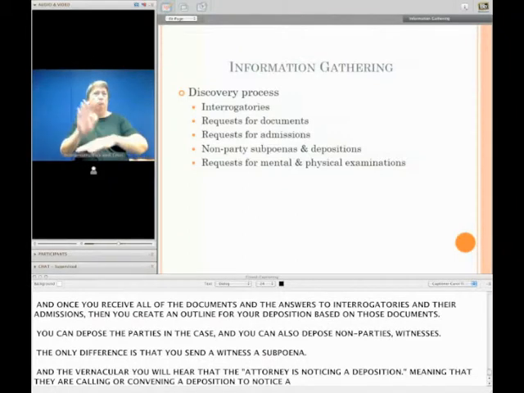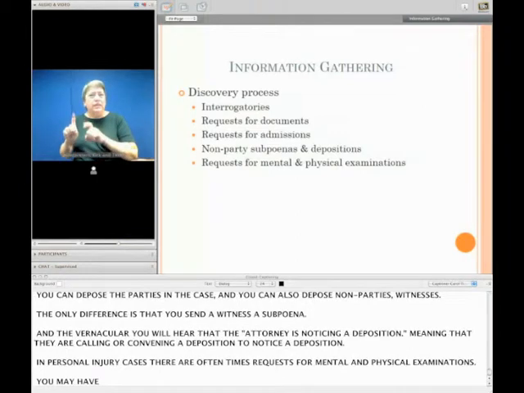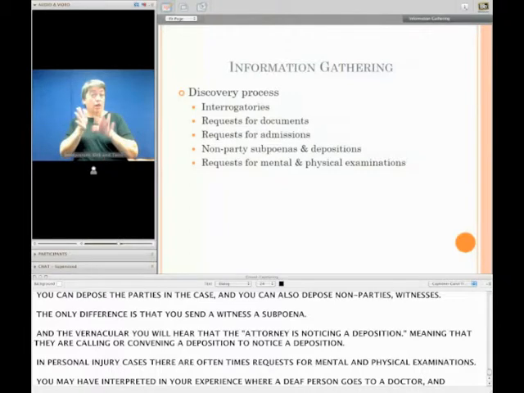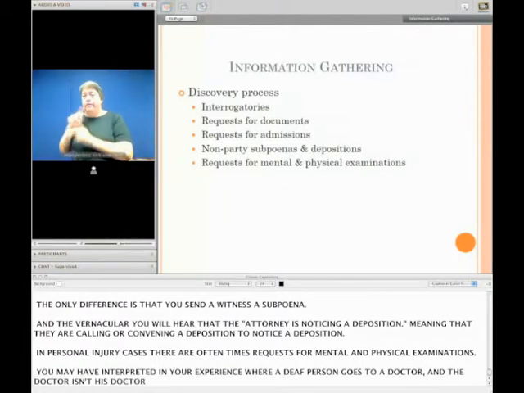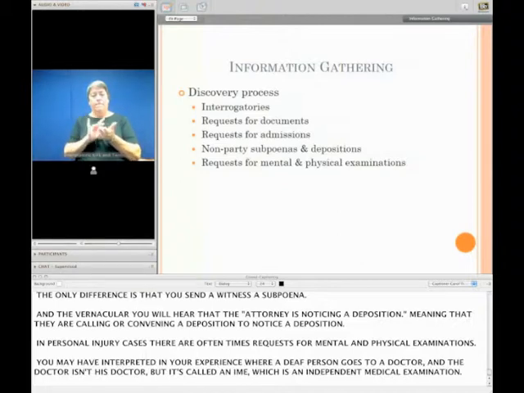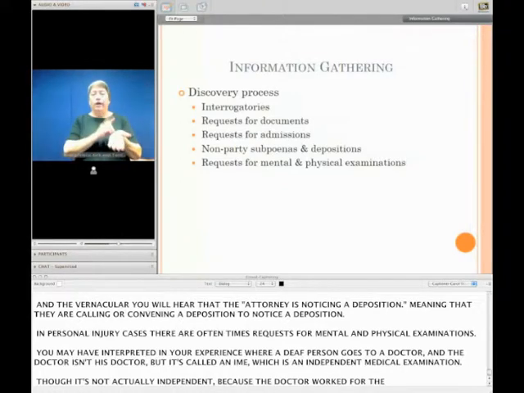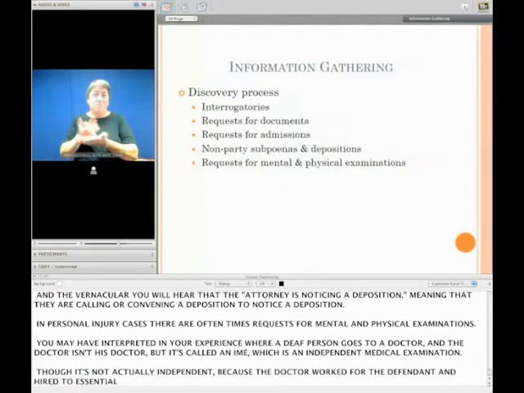In personal injury cases, there are oftentimes requests for mental and physical examination. You may have interpreted in your experience where a deaf person goes to a doctor and the doctor isn't his doctor, but it's called an IME, which is an independent medical examination. Though it's not actually independent because the doctor works for the defendant. So the doctor's hired to essentially say the plaintiff's medical injuries are not as bad as they are presented in the lawsuit.